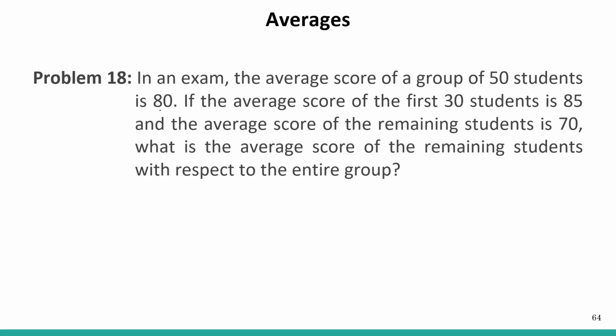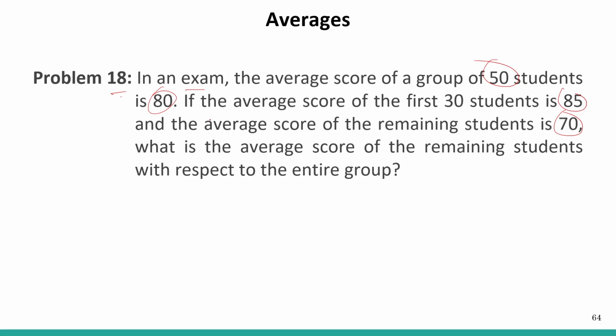So let's see problem number 18. In an exam, the average score of a group of 50 students is 80. If the average score of the first 30 students is 85 and the average score of the remaining students is 70, what is the average score of the remaining students with respect to the entire group?